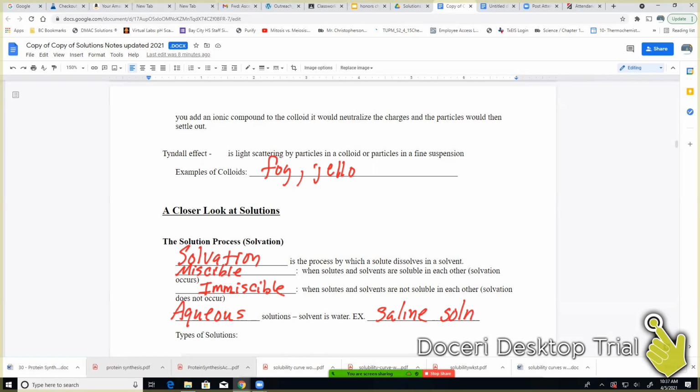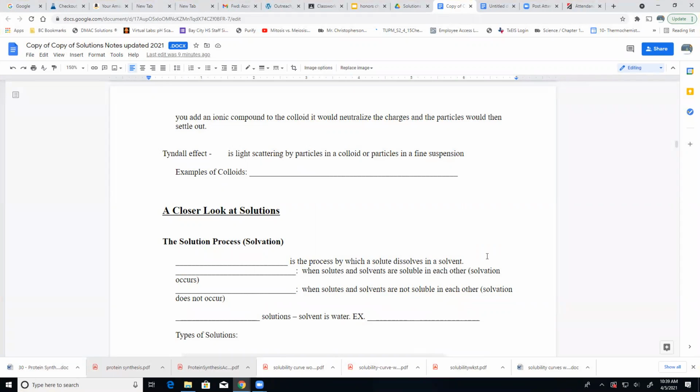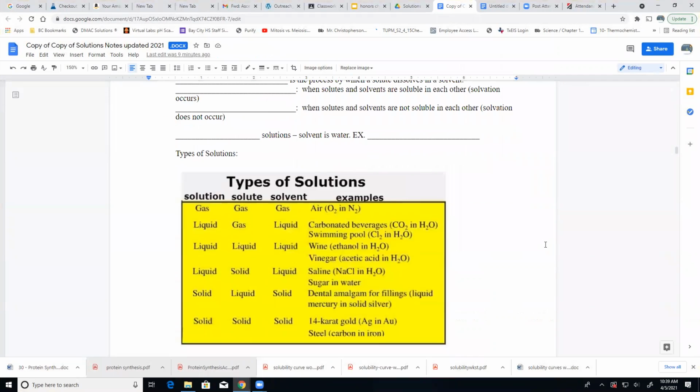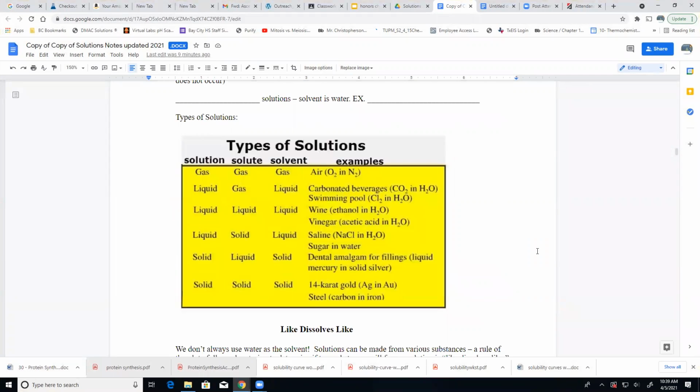The salt is your solute and the water is your solvent. We tend to think of solutions when we have a solid solute dissolving in a liquid solvent, but if you look at this box, you can have a wide variety of things. About the only combination that you cannot have is a gas dissolved in a solid. That doesn't happen. You can't get a gas into a solid.